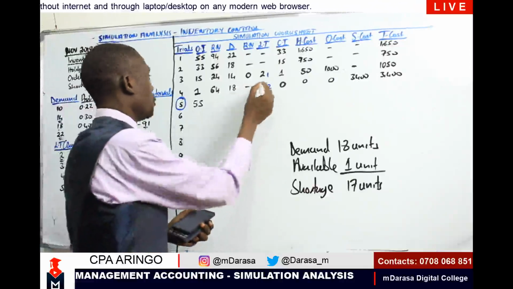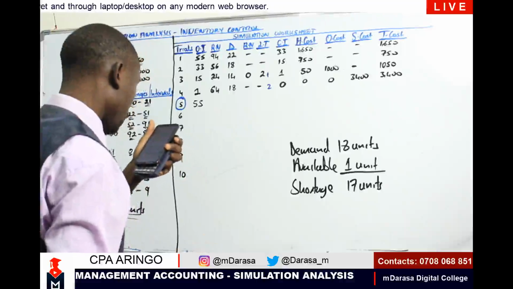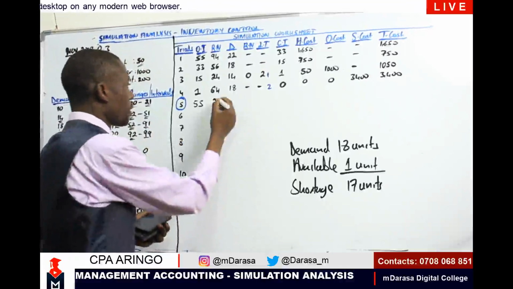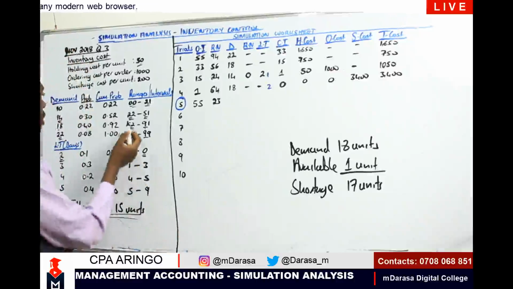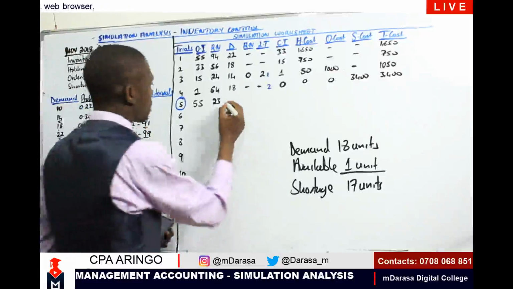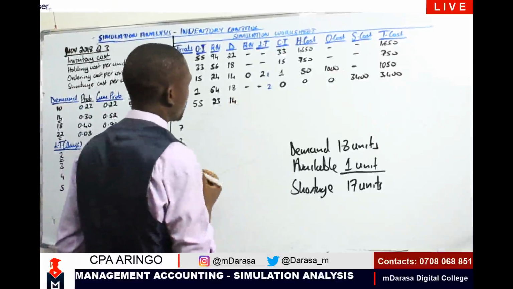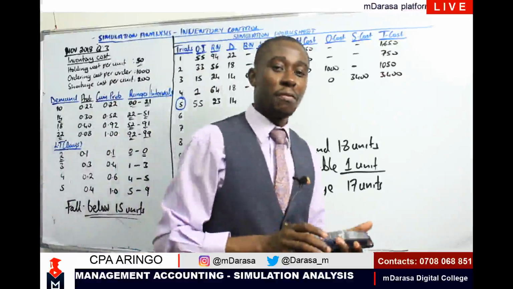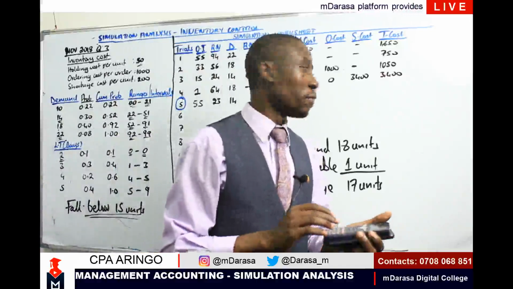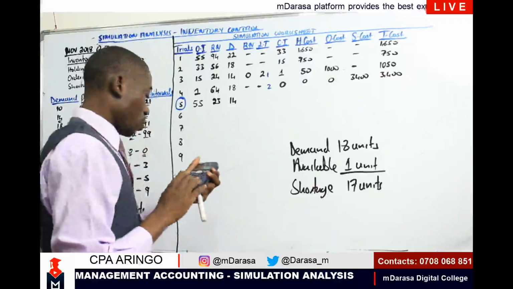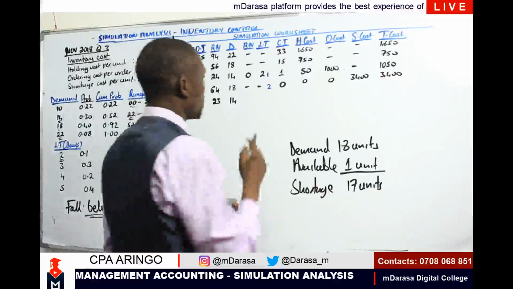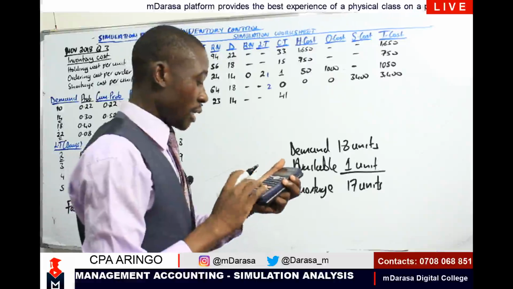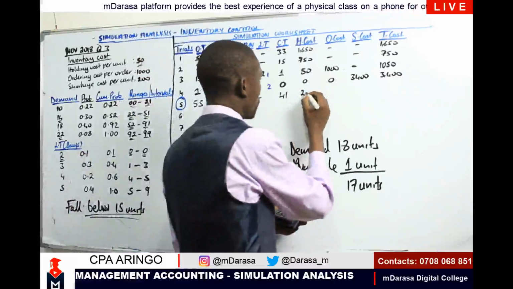The next random number to consider, my good student, after 64, I can clearly see I'm having 23. Random number 23, where will it fall? My 23 will fall between 22 and 51 to give us 14 units. So after my inventory, the balance I had 55, we've sold 14 units. So therefore, I should be talking of 41 units being available in store. 41 units. And each unit, I'm maintaining that at 50 shillings to give us 2,050.